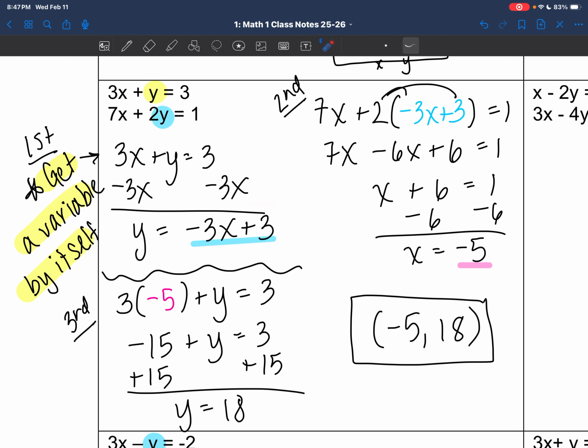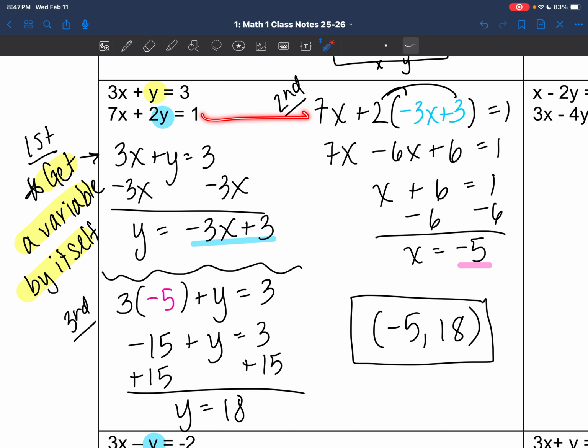That cancels, so now I'm left with y equals negative 3x plus 3. So now y is all by itself. Now that we have y by itself, remember we took the first equation, so we're going to substitute this into the second equation. So wherever we see y, we're going to substitute this in instead.